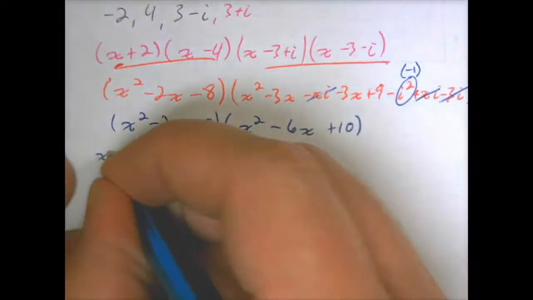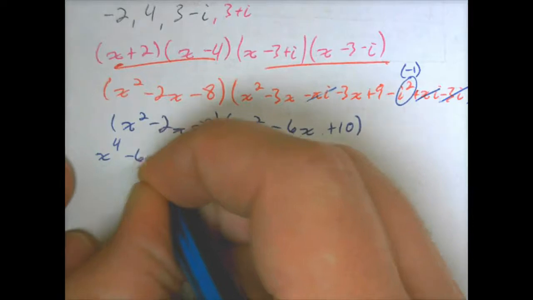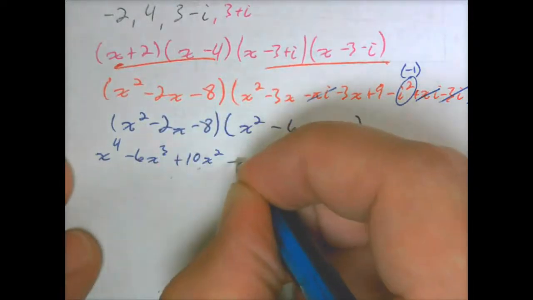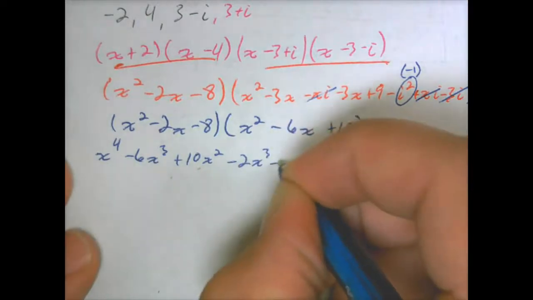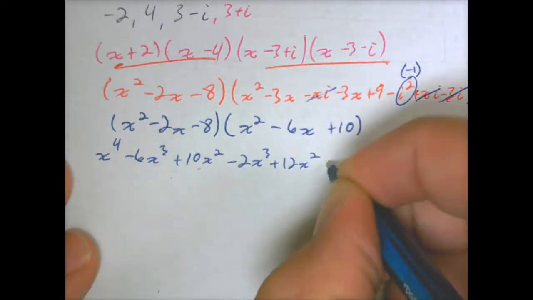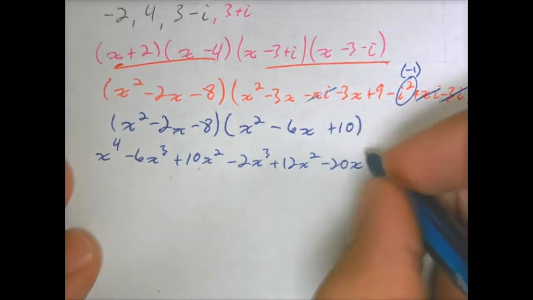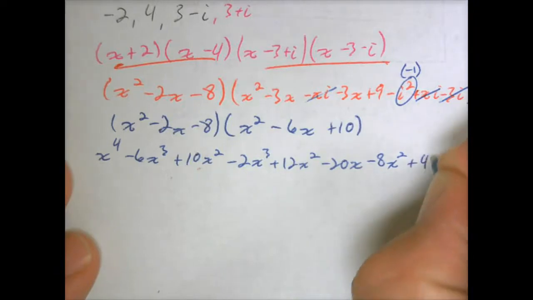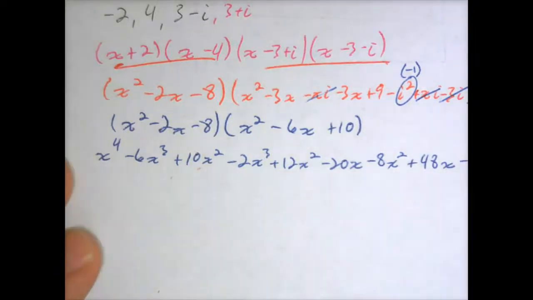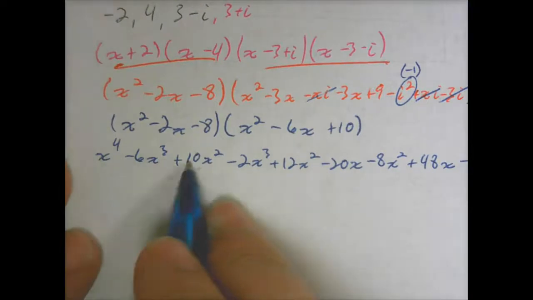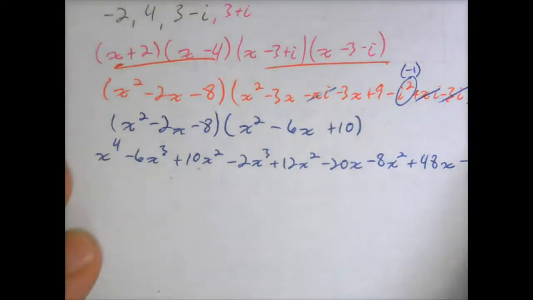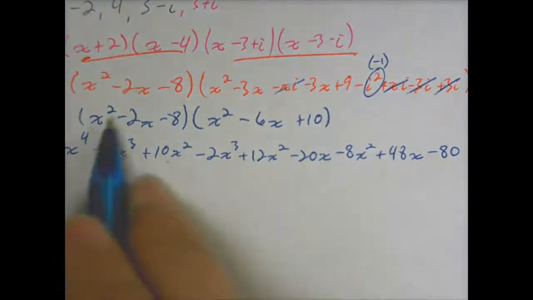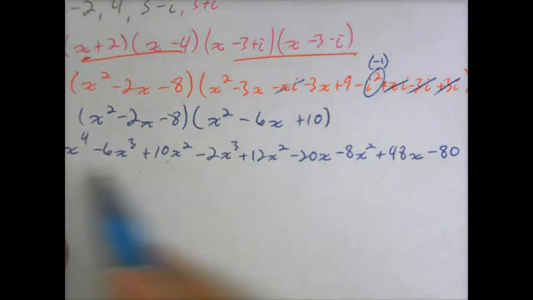So going term by term, x to the 4th minus 6x cubed plus 10x squared minus 2x cubed plus 12x squared minus 20x and the negative 8 to everything, so minus 8x squared plus 48x minus 80. Okay, so I have 1, 2, 3, 4, 5, 6, 7, 8, 9 terms, which means I got to everything. Sorry that I was a little bit off the screen. So I multiplied 3 terms by 3 terms, which would give me 9 terms altogether.